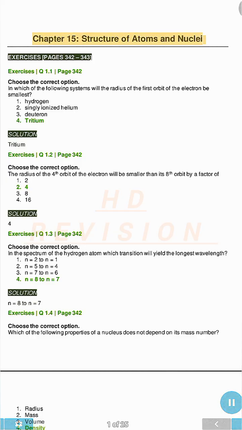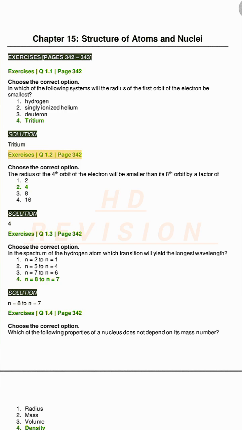Chapter 15. Structure of atoms and nuclei. Exercises. Choose the correct option. In which of the following systems will the radius of the first orbit of the electron be smallest? 1. Hydrogen 2. Singly ionized helium 3. Deuteron 4. Tritium. Solution. Tritium.